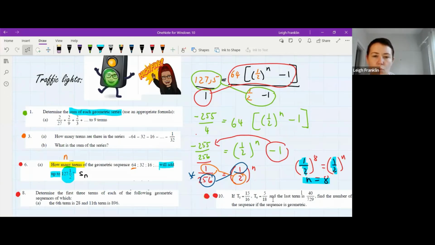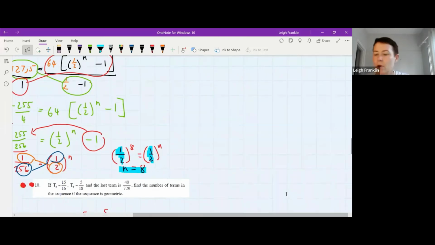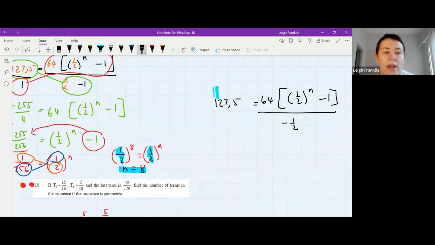Could you also not have multiplied by the reciprocal of the fraction? Absolutely. Whenever that happens, you're also welcome to multiply by the reciprocal. Let me just show you what I'm talking about. Over here we had 127,5 is equal to 64, and then here we had a half to the n minus 1, and this was all over a negative half, negative 1 over 2.